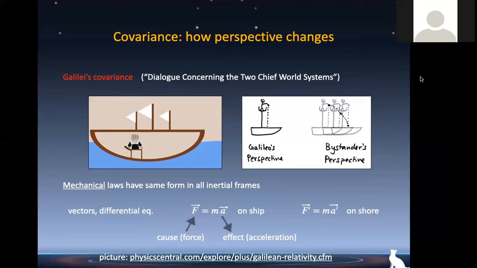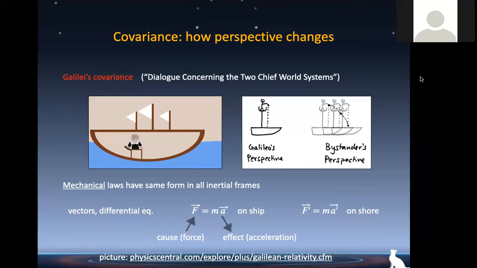In his book, one of the days in which the book is organized, he imagines the following example. Suppose that you are, as in the first picture on the left, sitting inside the main cabin of a large ship, below the deck. And suppose that for now this boat is close to the shore and we are at rest with respect to the shore. So suppose that I'm on the ship and you're on the shore.